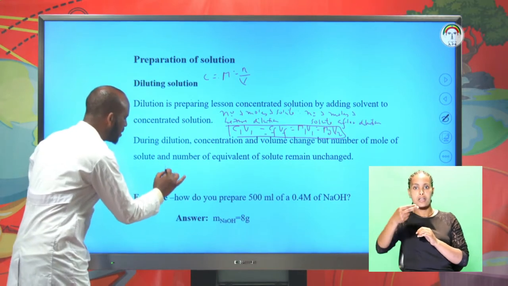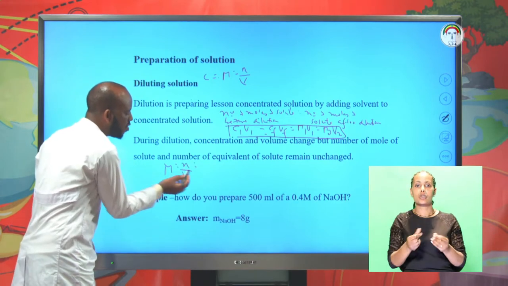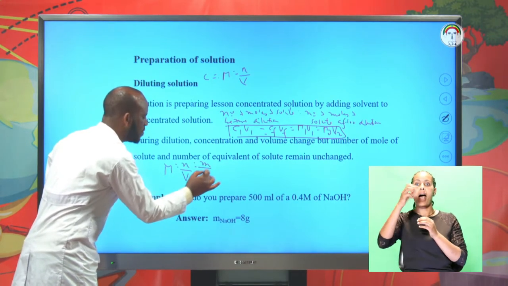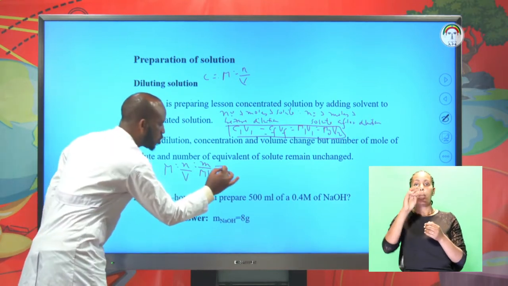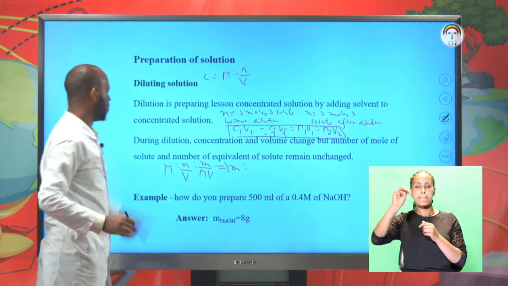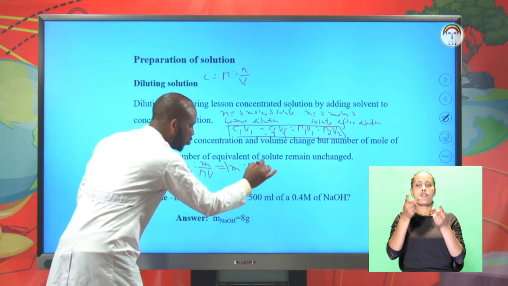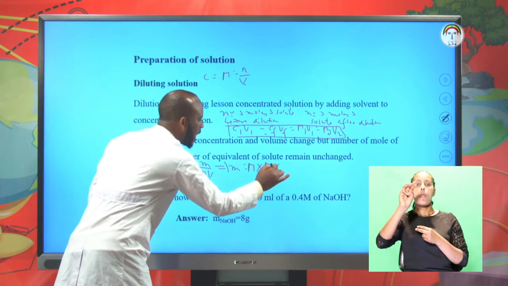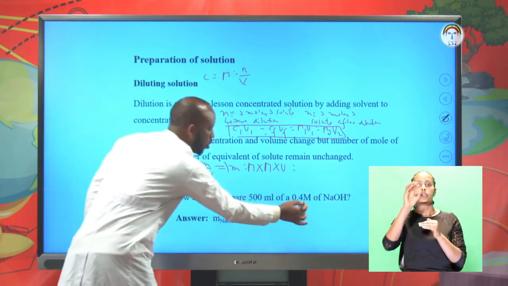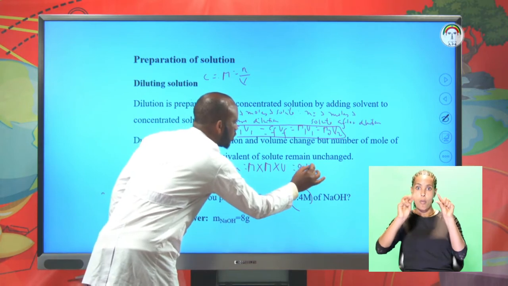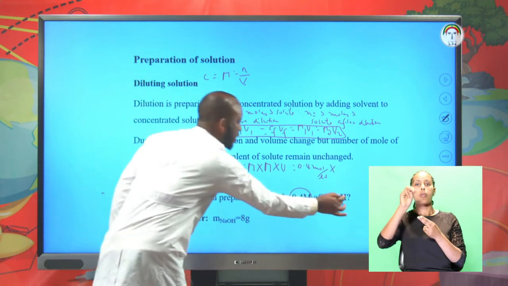Molarity by definition, capital M, equals number of moles divided by volume of the solution. From this, number of moles is mass of the solute divided by molar mass, so mass of the solute, small m, equals molarity of the solution times molar mass times volume. Molarity of the solution is 0.4 mole per liter, times molar mass of sodium hydroxide.